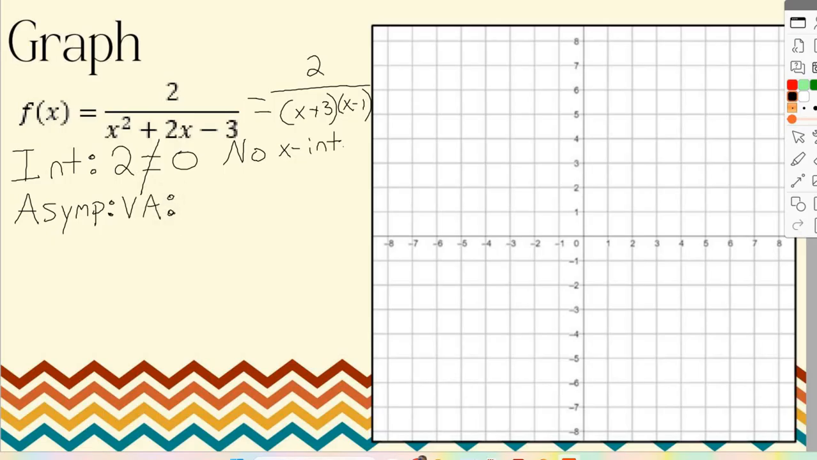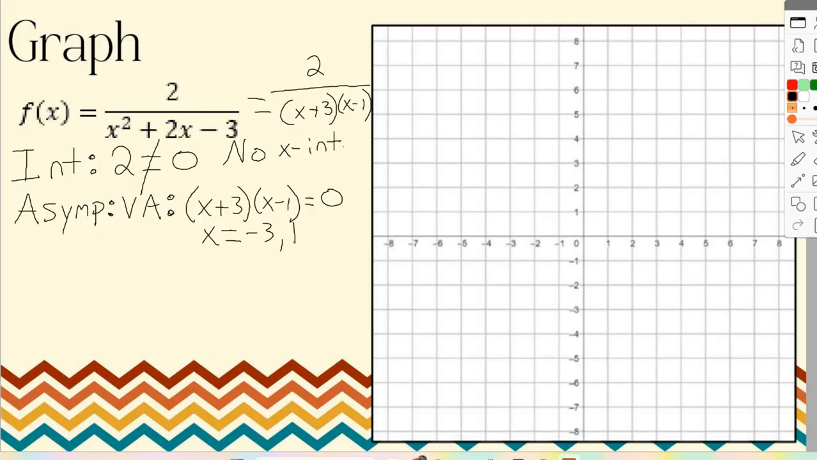You said g of x equals 0. Alright, and so we factored our g of x, so we're going to set that factored form equal to 0. Okay, so what do we get? x equals -3 and a positive 1.